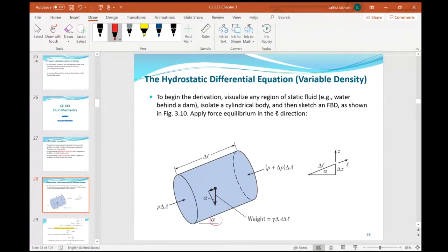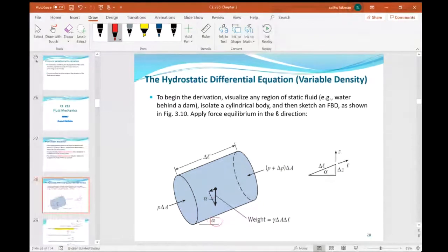By free body diagram, you have to indicate all forces, active and reactive, acting on the fluid element. Here, the fluid element is cylindrical in nature, inclined at an angle. We apply the force equilibrium in the L direction, and the weight will be acting vertically downward because of the angle of inclination alpha. This is also alpha. You have pressure force acting on this face, compressing the fluid element. As you move along this delta L, you have P plus delta P, so the pressure is expected to rise in the direction of L. That's why here you have delta P, with the same cross-sectional area, delta A.